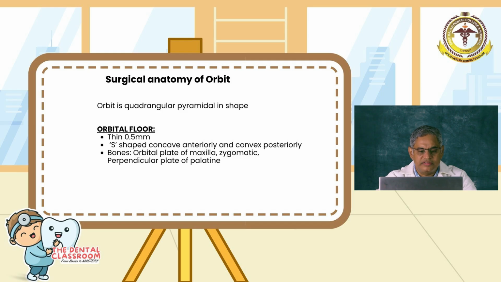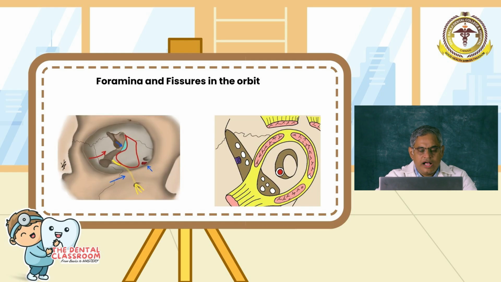Bones present in the orbit: orbital plate of maxilla, zygomatic, perpendicular plate of palatine. And the foramens and fissures present in the orbit: lesser wing of sphenoid, greater wing of sphenoid, and the infraorbital foramen, through which the infraorbital nerve emerges out of the orbit.